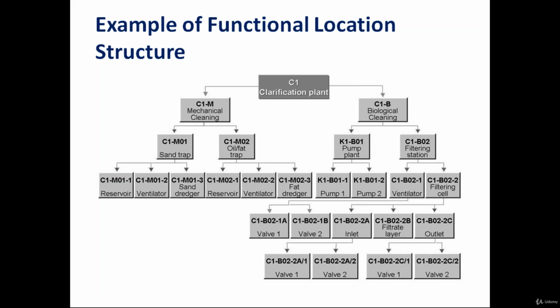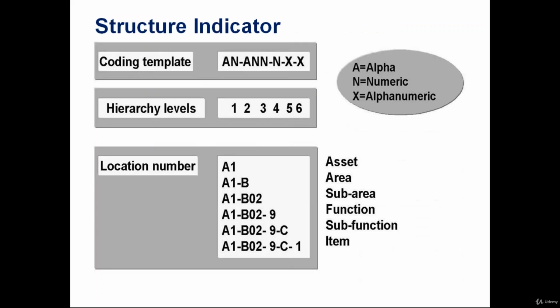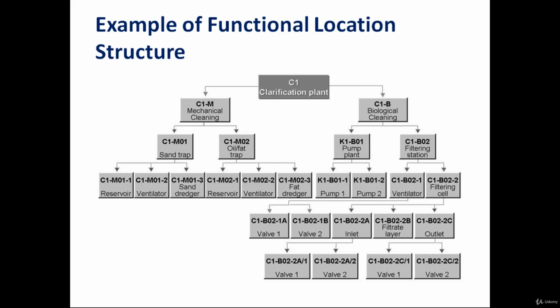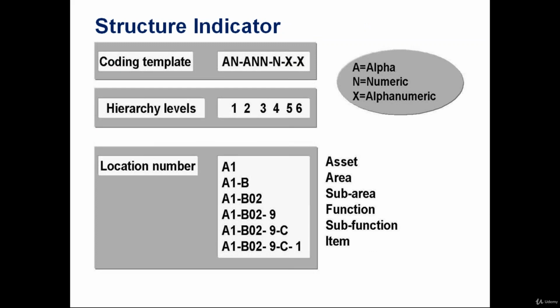The functional location structure. Now the structure indicator is created like this. These are the coding templates, hierarchy values and location numbers, where A refers to alpha, N refers to numeric, and X refers to alphanumeric. These are examples of how we create the functional location in the system.